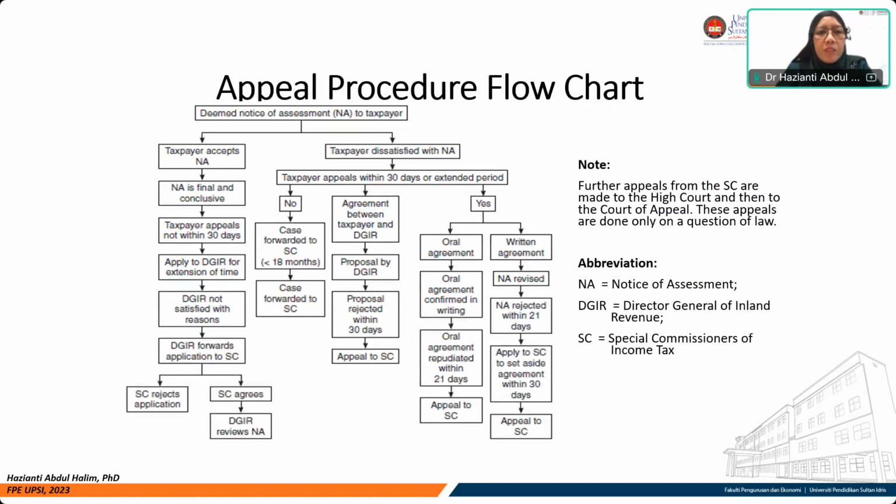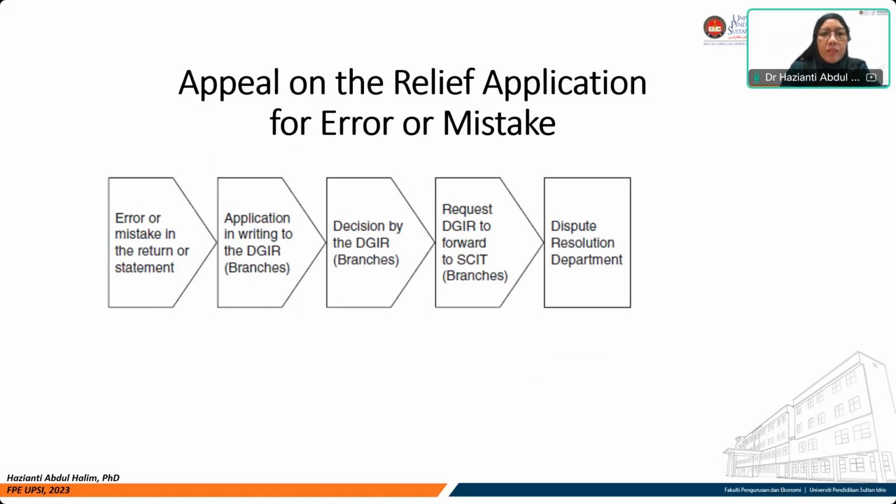So this is the appeal procedure flow chart. You can also look at the flow chart, whereby we have until the final stage where, for example, the taxpayer appeals within 30 days. And further appeal from the SC are made to the High Court. SC is Special Commissioner of Income Tax. So this is the procedure for appeal, the flow chart.